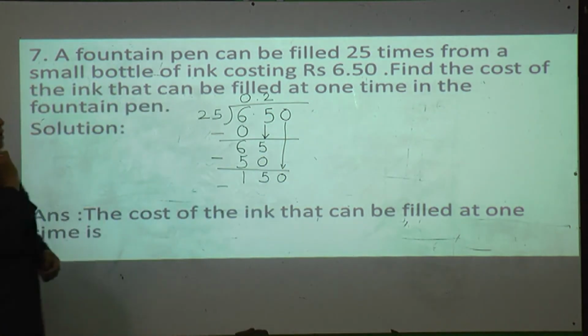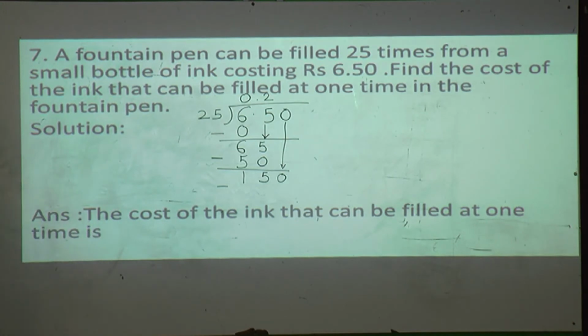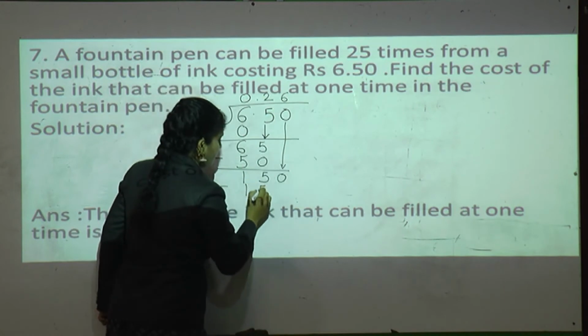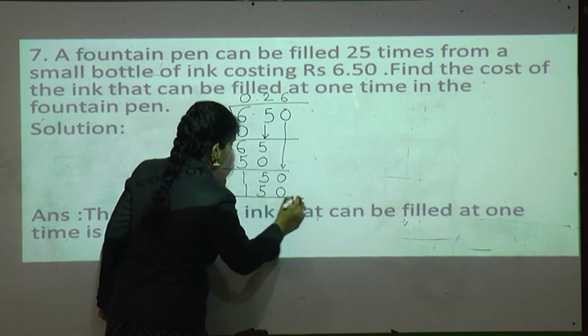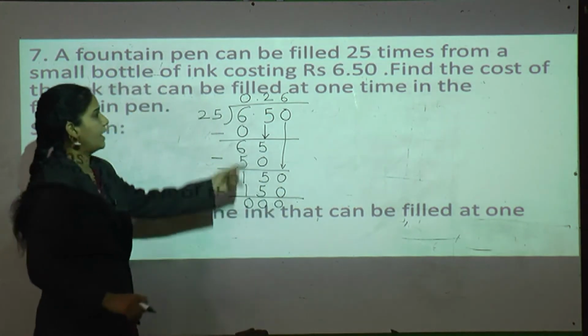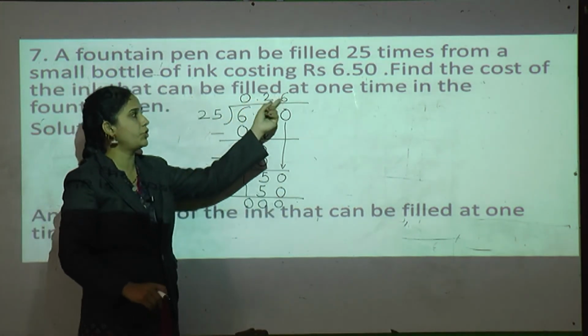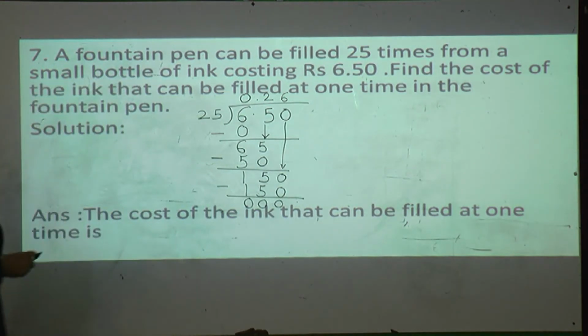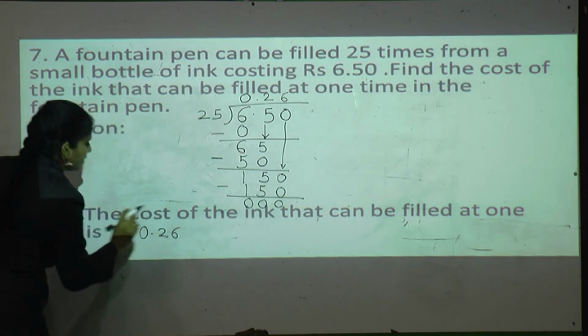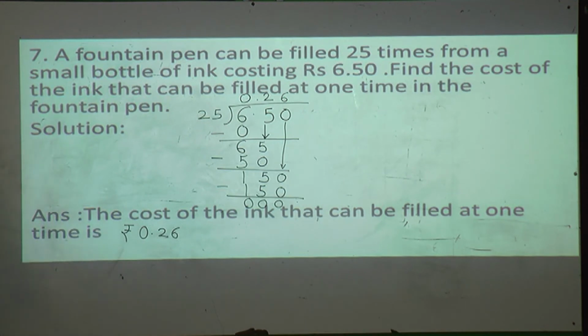Now, students, 25 6s are 150. Good. Here 150 minus 150, 0 will be remainder, and your quotient is 0.26. That means the cost of the ink that can be filled at one time is rupees 0.26. Okay, students, all of you understood this?